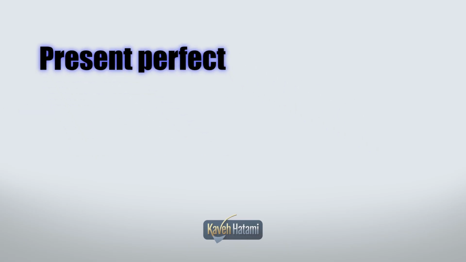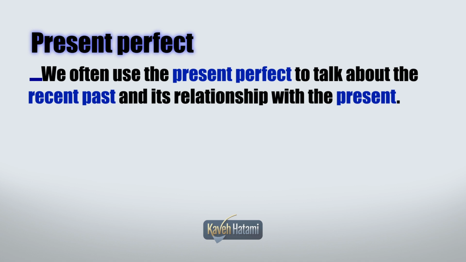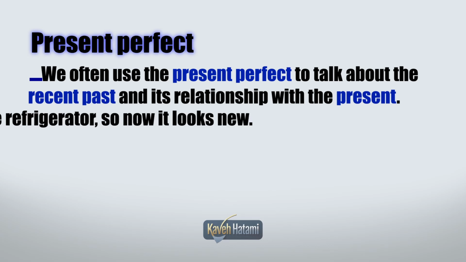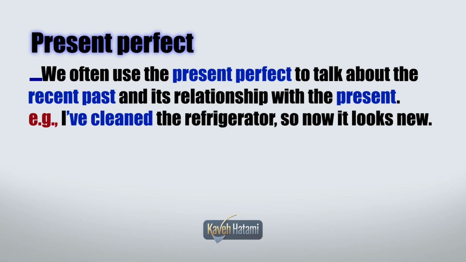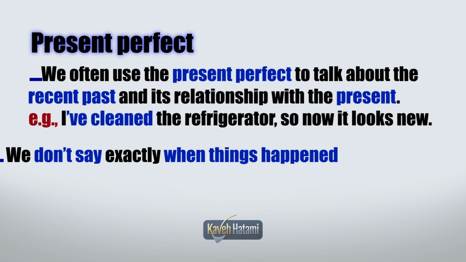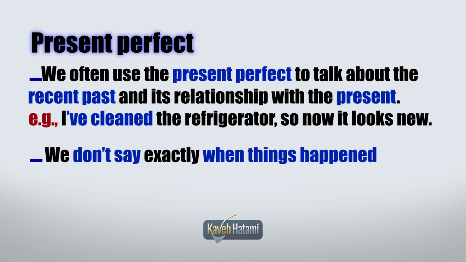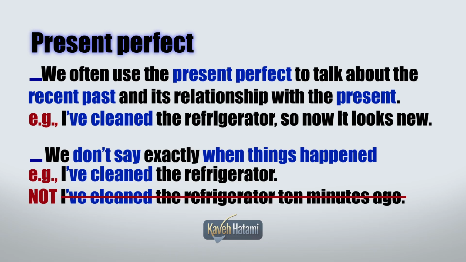Present perfect. We often use the present perfect to talk about the recent past and its relationship with the present. For example, I have cleaned the refrigerator, so now it looks new. We don't say exactly when things happened. For example, I have cleaned the refrigerator, not I have cleaned the refrigerator 10 minutes ago.